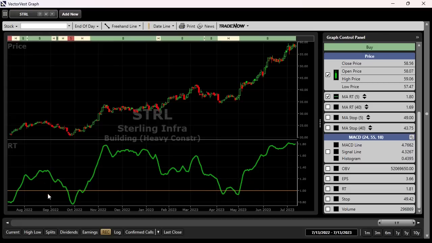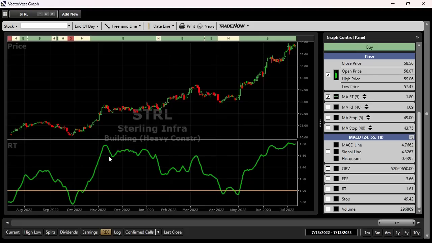Now notice when the 5-day moving average of RT is rising, price is rising. We have that same correlation that we saw with RT. But the 5-day moving average is smoothing that out and removes that loudest noise that we are seeing in the RT line itself. Also notice that when the 5-day moving average of RT is falling, price is falling.